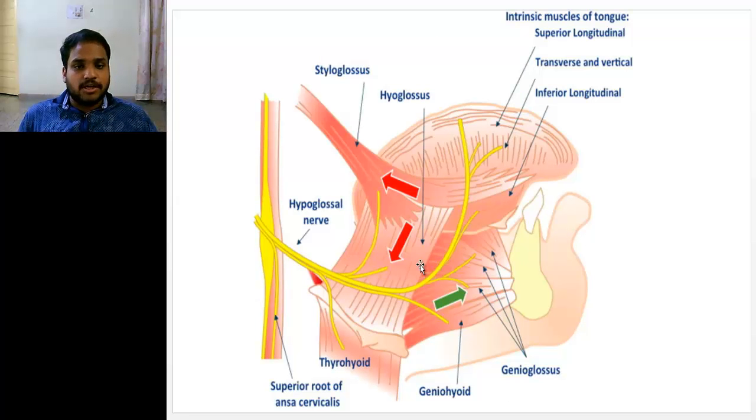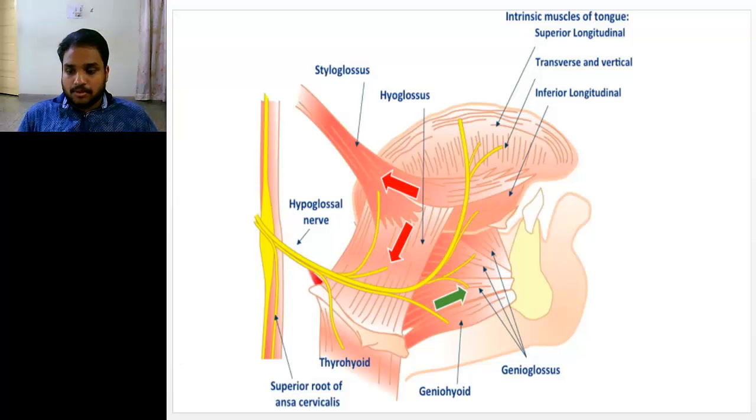Now we will come on to the 12th cranial nerve, that is the hypoglossal nerve. So what is the function of hypoglossal nerve? The only function of hypoglossal nerve is to provide motor innervation to the muscles of the tongue, and this is controlled by the hypoglossal nucleus that is present in the medulla, right?